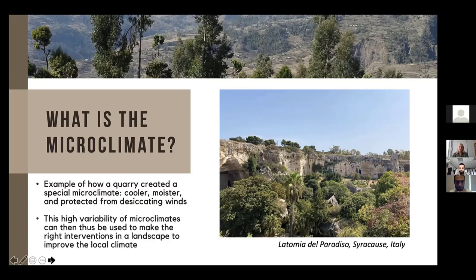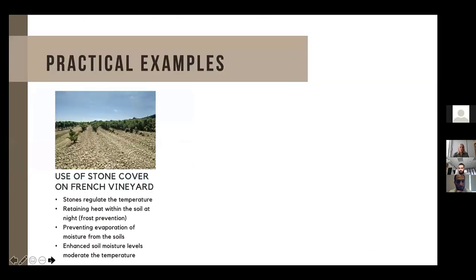And this is where the power of microclimate lies, because this high variability of microclimates can be used to make the right interventions in the landscape to improve the microclimate. So these are some practical examples.